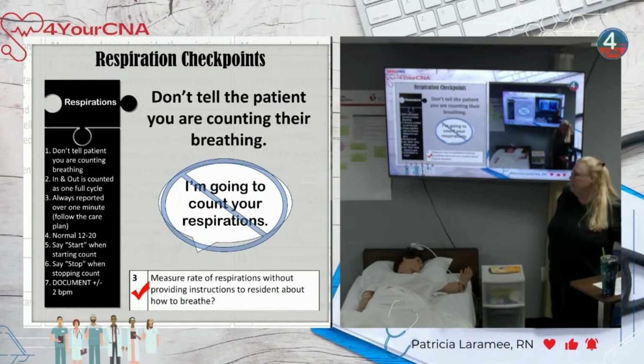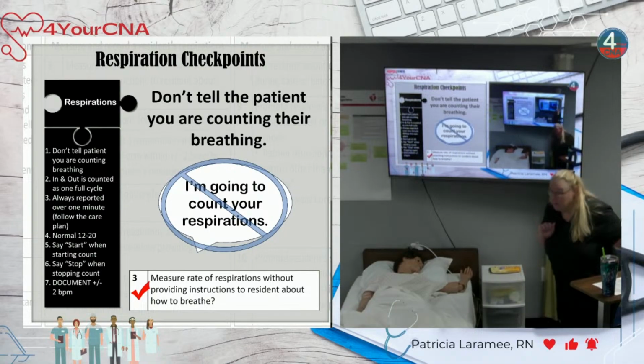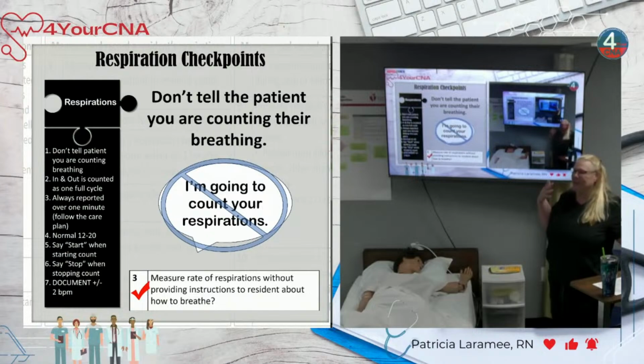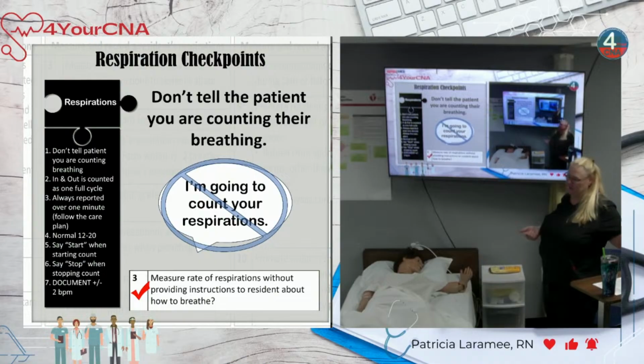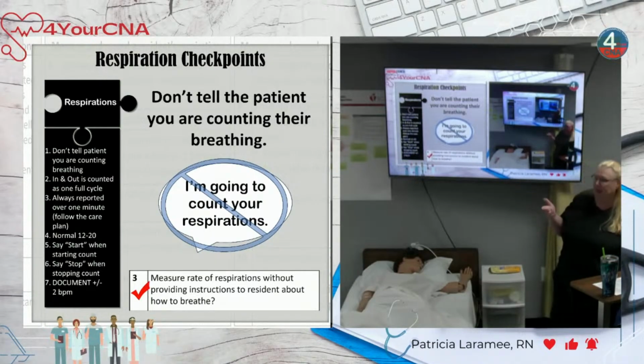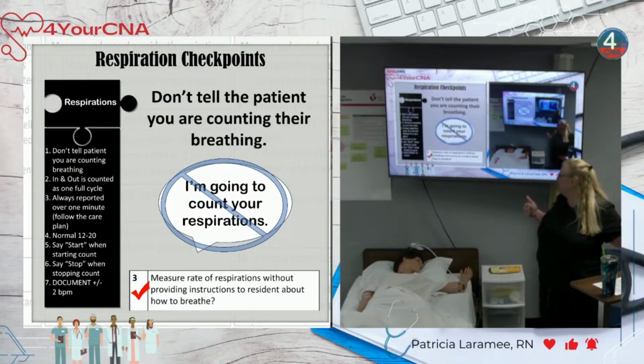The first thing we need to know about respirations is you can't tell somebody you're counting their breathing. If you tell them, I'm going to count your breathing, ready, set, go, patients will either stop breathing or they'll start breathing fast. So we don't want to tell our patients we're counting their breathing. What we're going to say is, I'm going to take your vital signs. Breathing is part of vital signs. We're not lying, but we're not being overly specific either.